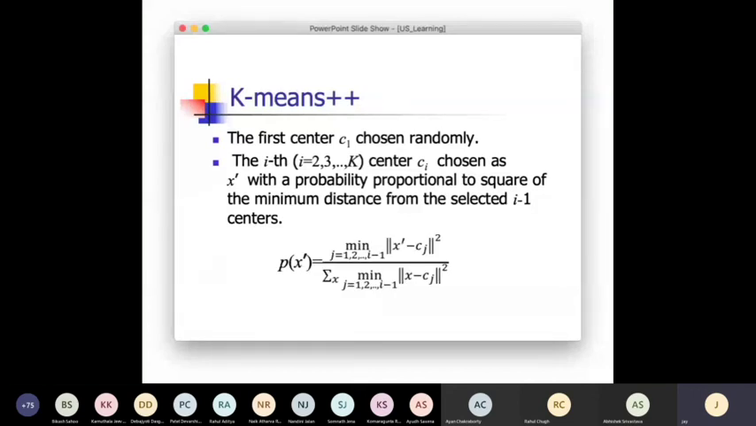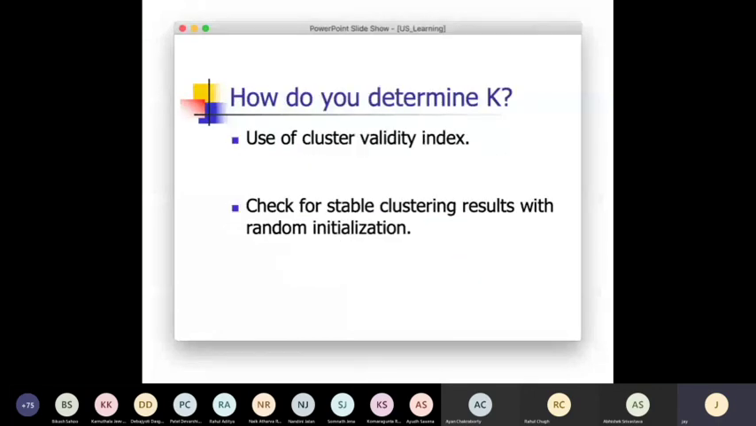Mathematically it has been written, as you can see. This minimization operation is the definition of the distance of a point to a set of points, here the set of centers. You can see the square of the minimum distance from the selected I-1 centers. So it is the definition of the distance of a point x prime to the selected set of centers. And naturally, when you are expressing in terms of probabilities, you have to normalize them to make the values within the range 0 to 1, and that is how you select them.